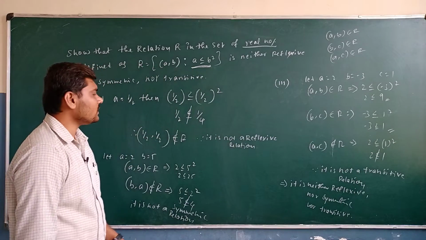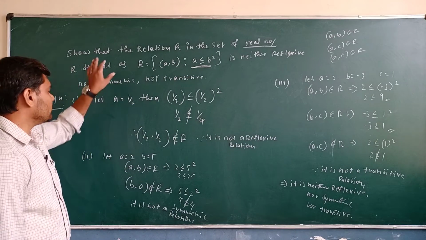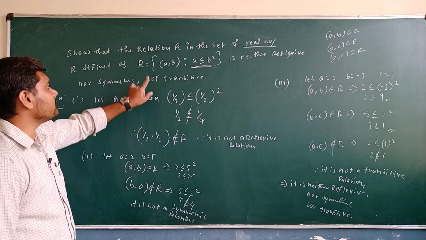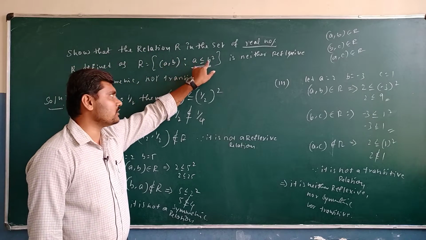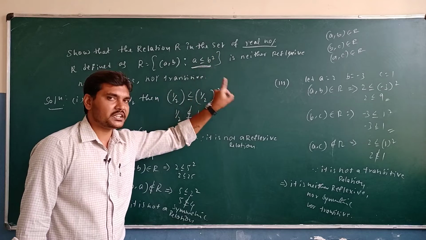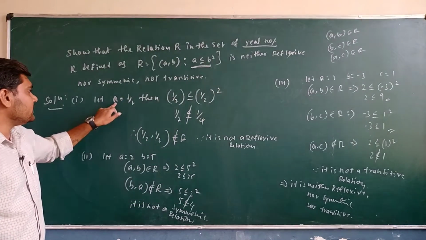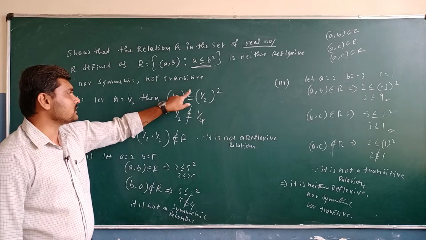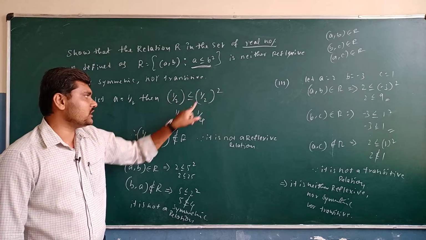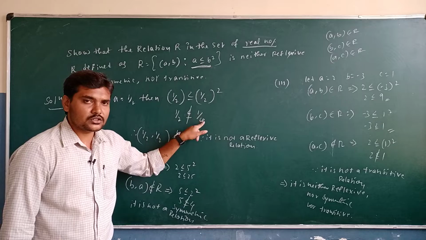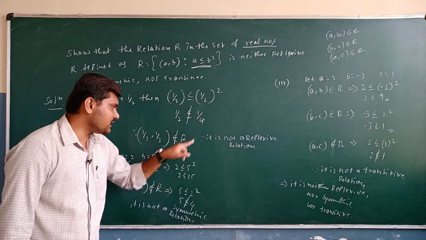So for the relation, we need to verify that a less than or equal to b square is neither reflexive nor symmetric nor transitive. We need to prove that. So I am taking a is equal to 1 by 2, because is 1 by 2 less than or equal to 1 by 2 whole square? So 1 by 2 is not less than or equal to 1 by 4. So it is not a reflexive relation.